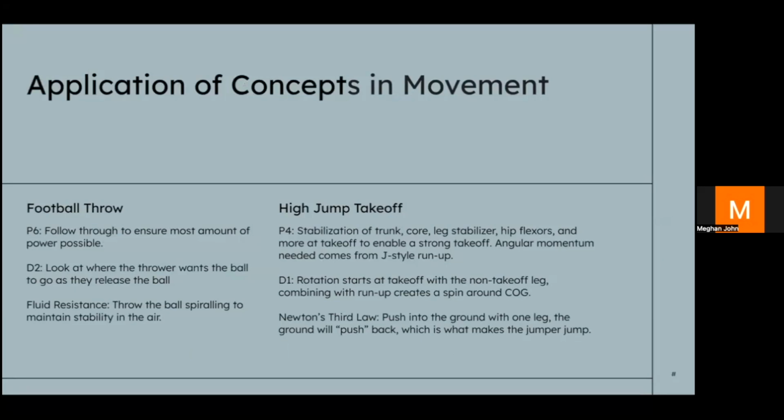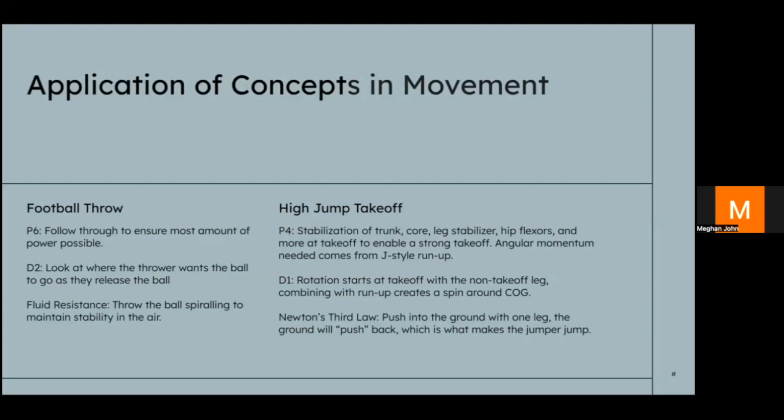So in regards to the football throw, we first talk about concept P6, which involves an effective and complete follow through when throwing, allowing for the most amount of force/power possible. When passing a football, the goal is to get the ball to the receiver quickly. Following through ensures all muscular energy is used in force production, rather than some of it slowing down your arm. In this context, a good follow through involves the throwing arm continuing to swing after the ball is released.